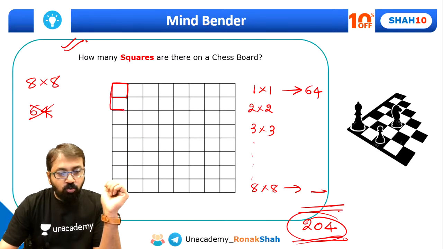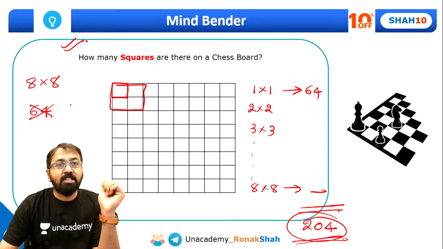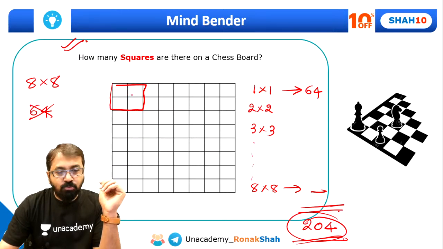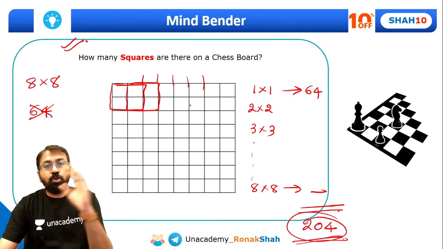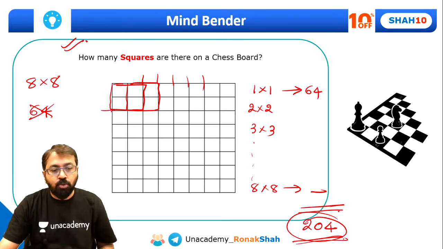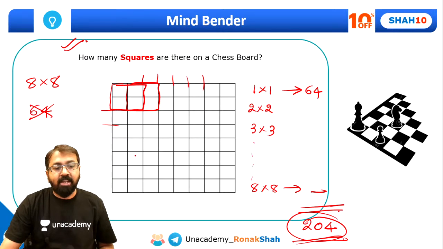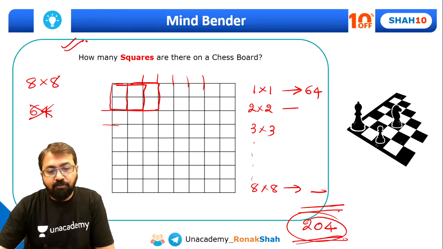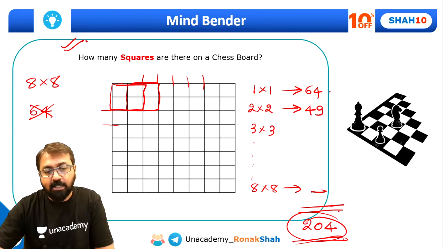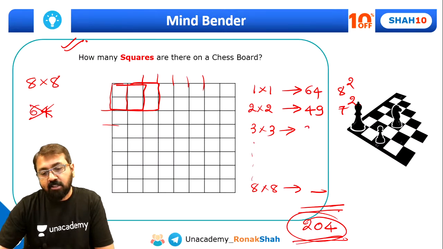If I look at 2 by 2 squares, how many 2 by 2 squares will I have? Guys, it's very easy to understand. This is 1 square, then this is the 2nd square, then the 3rd square will start from here, 4th, 5th, 6th and 7th. So in one row you will have 7 squares, and in one column also there will be 7 squares. So the total number of squares will be 7 into 7, that is 49. So this is 8 square, this is 7 square. Now you can easily make out the pattern. For 3 by 3, if you check, there will be 36 squares, which is nothing but 6 square, and so on and so forth.